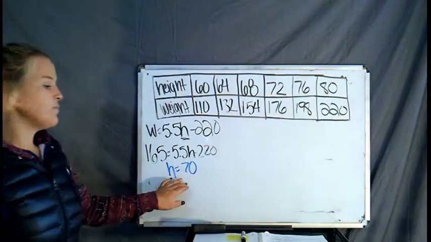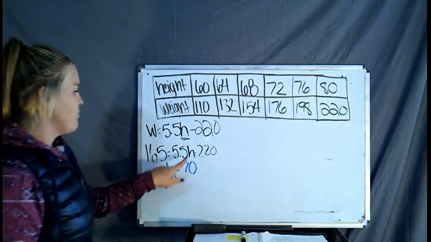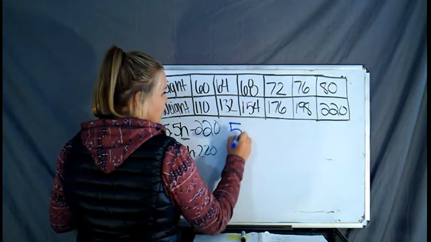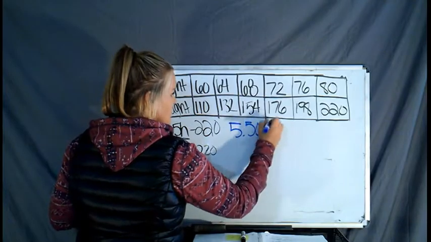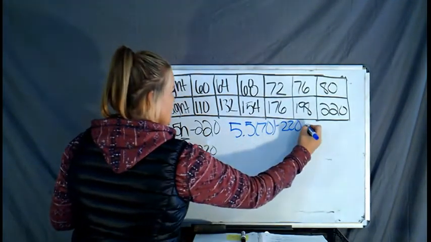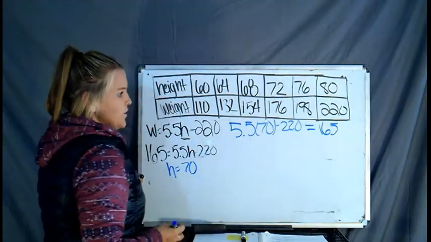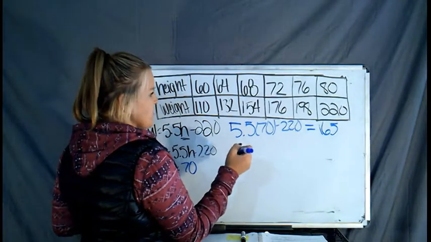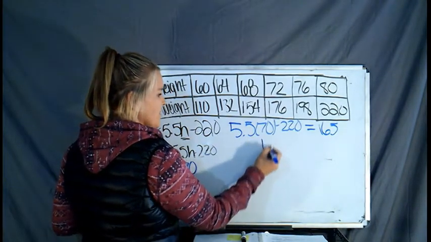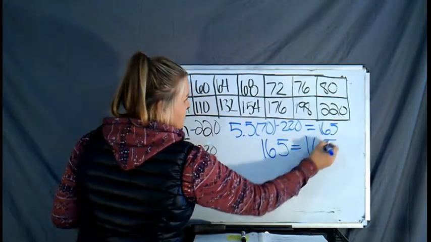And now, just to prove that your graph does work if you draw it accurately, let's figure it out. Let's put 70 in there. 5.5 times 70 minus 220. And hopefully, we want that to equal 165. So, if you do this, 5.5 times 70, subtract 220. Look at that, you do get 165 is equal to 165.